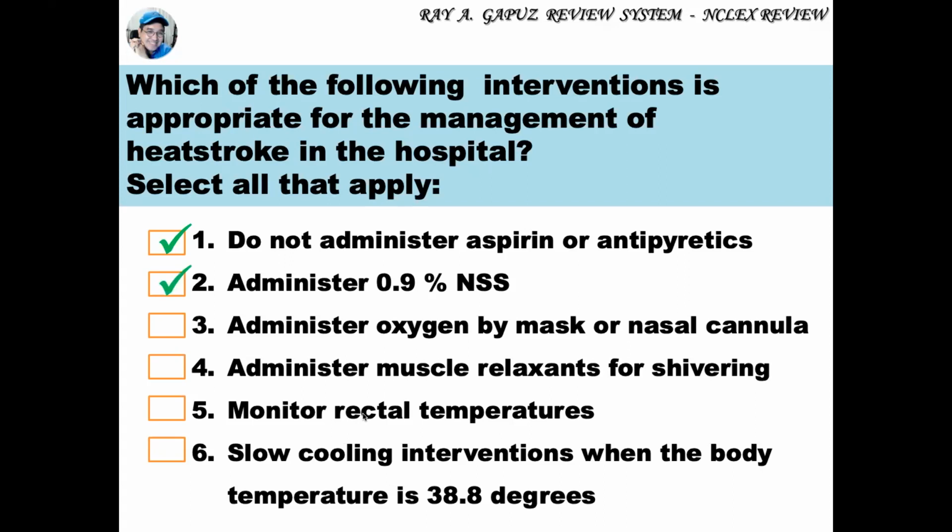Is a yes, hydration through the vein. Number 3, administer oxygen by mask or nasal cannula. Do we give oxygen for patients who encounter heat stroke? Yes. Number 4, administer muscle relaxants for shivering.